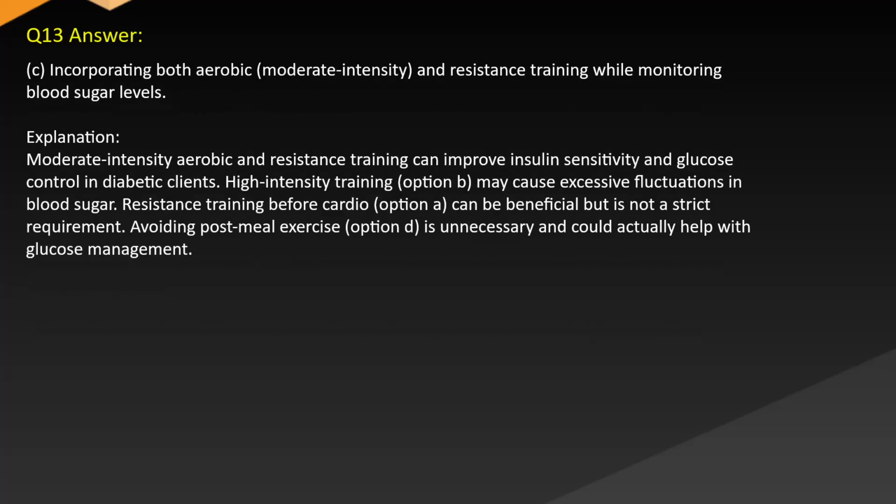Answer C. Incorporating both aerobic moderate intensity and resistance training while monitoring blood sugar levels. Explanation. Moderate intensity aerobic and resistance training can improve insulin sensitivity and glucose control in diabetic clients. High intensity training, option B, may cause excessive fluctuations in blood sugar.